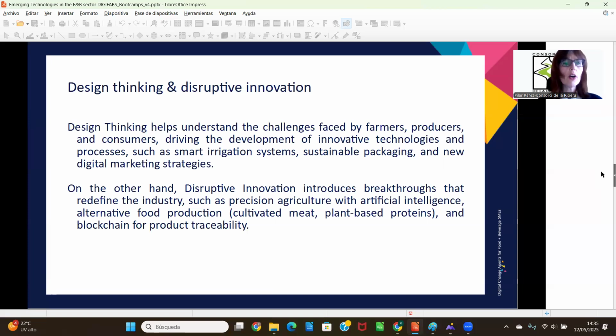On the other hand, disruptive innovation often emerges from the same approach. It refers to breakthroughs that redefine industry, such as AI or alternative protein sources, many of which originated from design thinking processes.